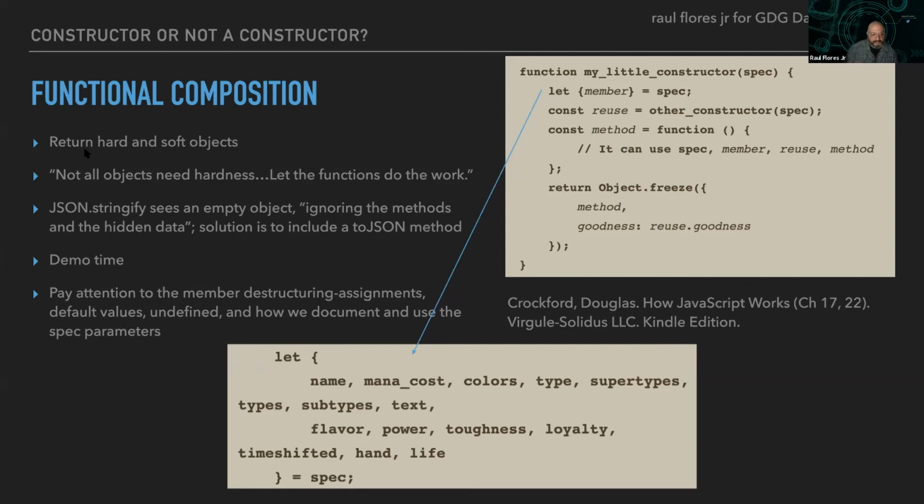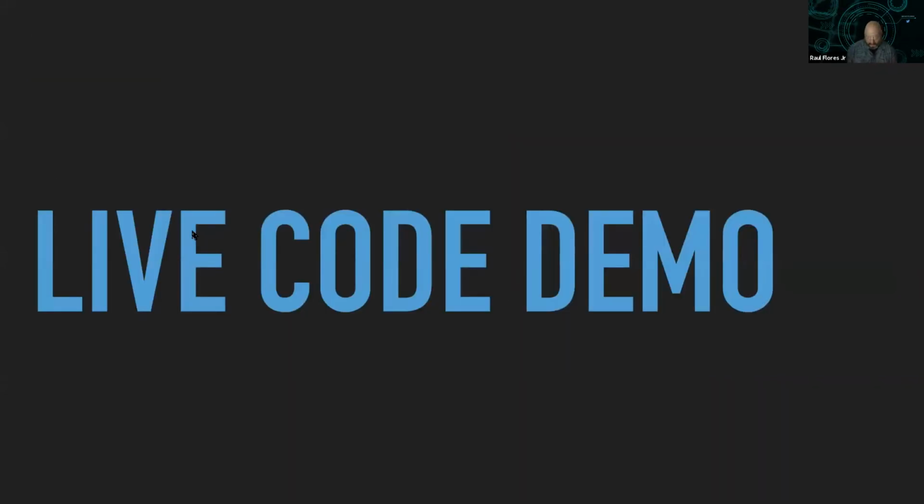Well, let's see. Again, we're returning hard and soft objects. Not all of them need to be hard. And then also one caveat is that if you're using this approach, JSON.stringify will only see an empty object. It'll ignore the methods and the hidden data. So there is a workaround. You have to provide your own toJSON method. With that, let's go to some code.